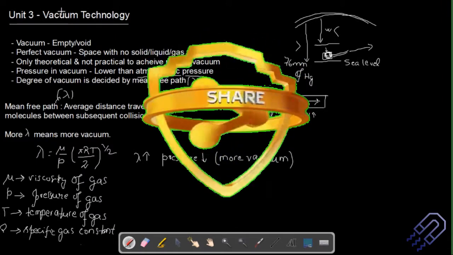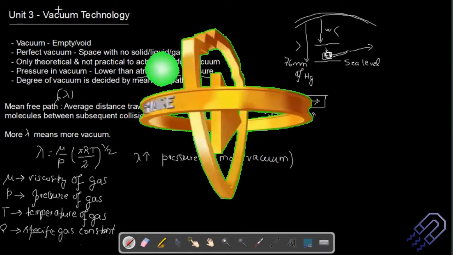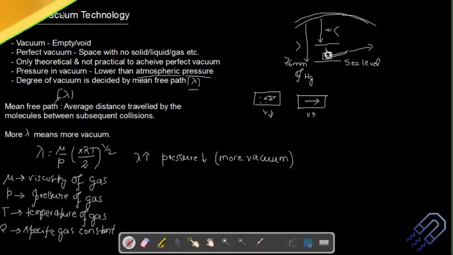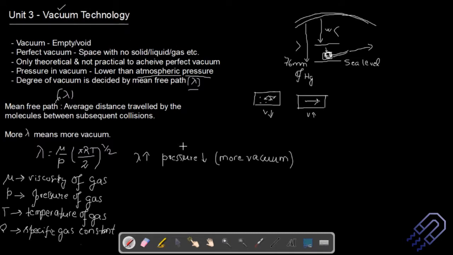By the way, we do have this common notion of making mistakes with the spelling of vacuum. It is VACUUM, not VACCUM. Sometimes we do make that mistake.